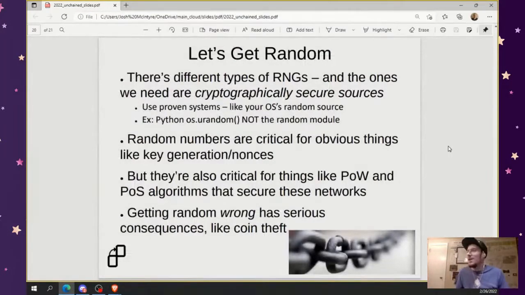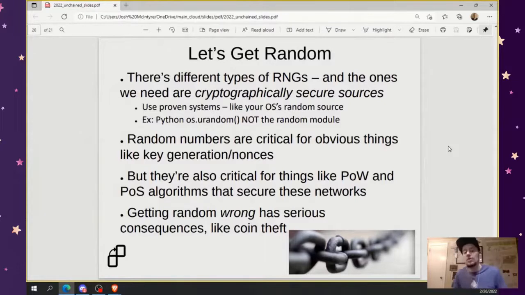So in summary, it's important that we get random for this stuff. There are different types of RNGs, and the ones that we need are cryptographically secure sources. So we need to use proven systems. Use your OS's random source, right? If you're on Linux, /dev/urandom; Windows has CryptGenRandom. Use proven systems, right? It's generally a very bad idea to roll your own crypto. And it's important, if you're developing software, to be cognizant of which random API in your programming language is cryptosecure versus the one that's not.